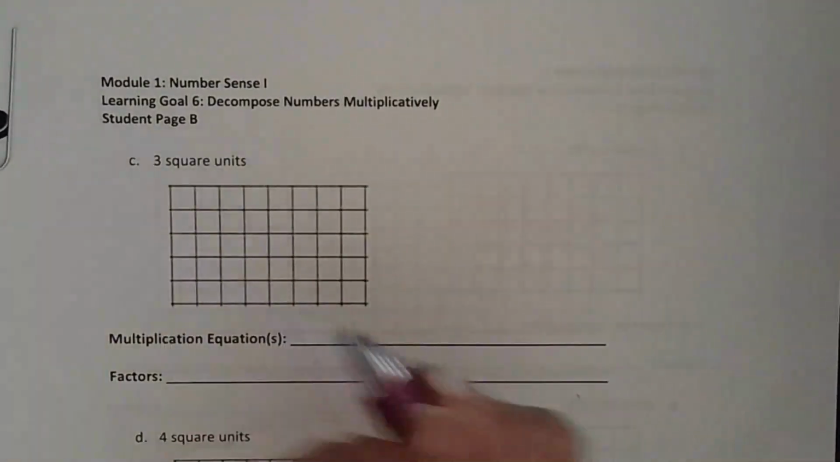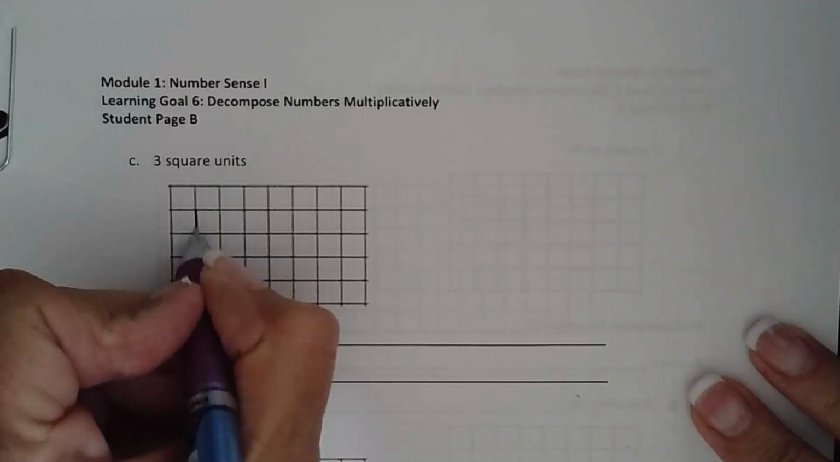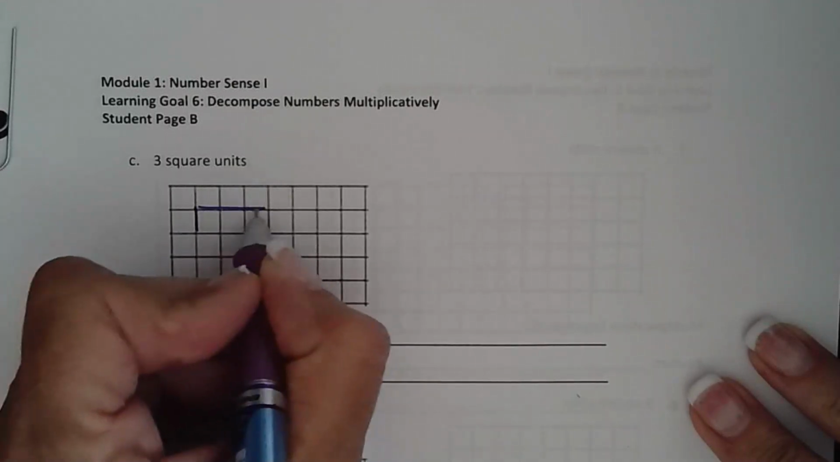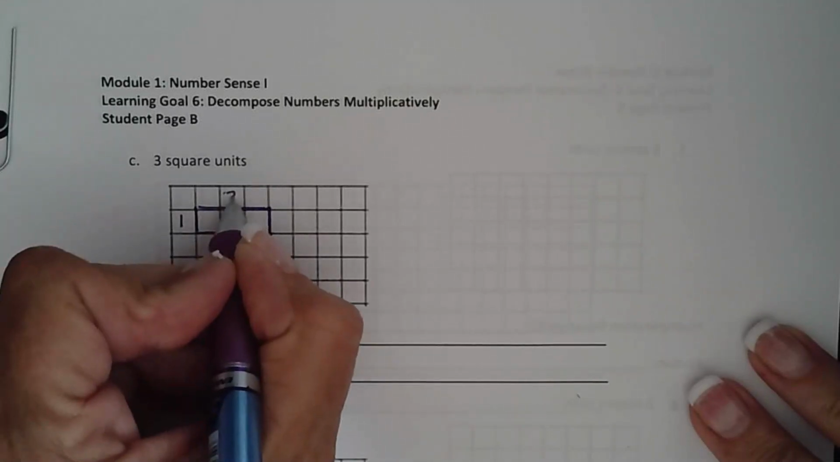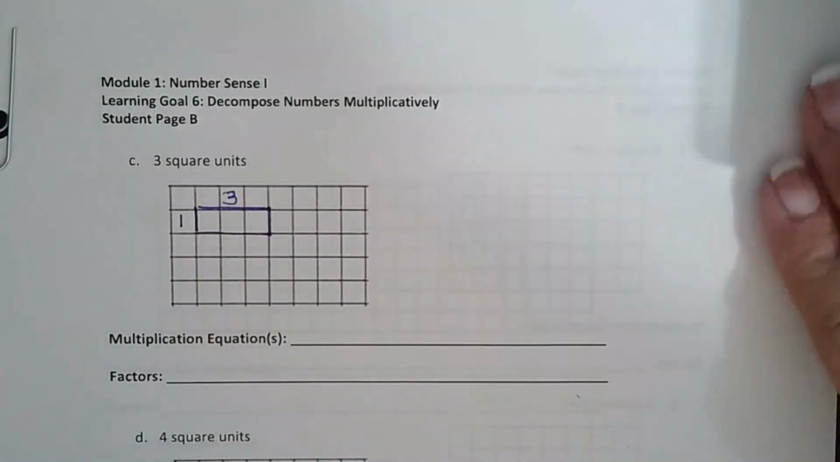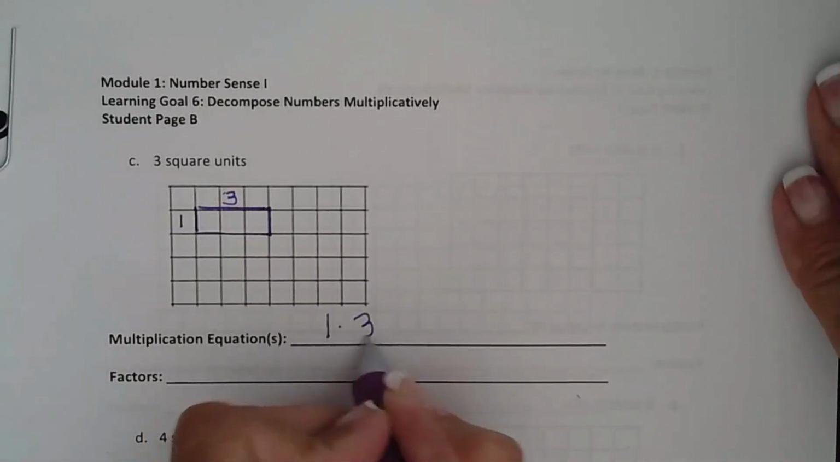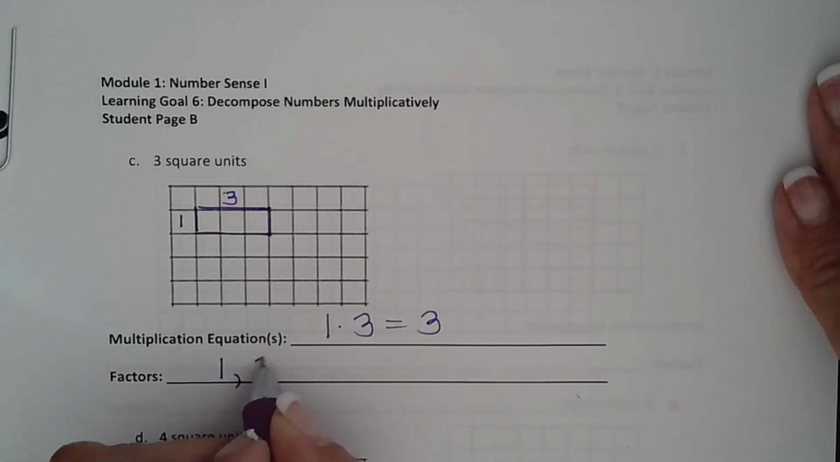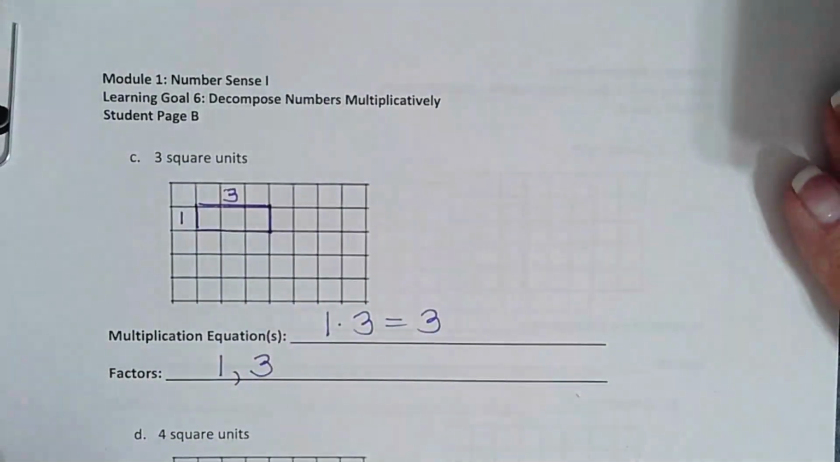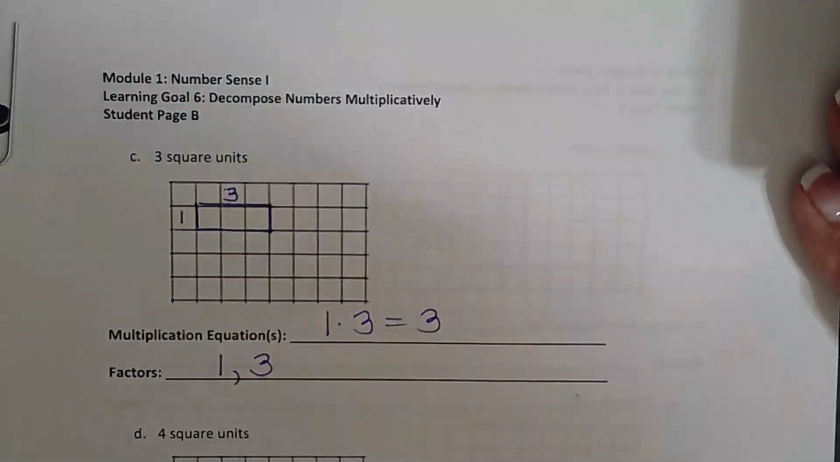So 3, the only way to get 3 is 1 times 3. Nothing else goes into 3 besides 1 and 3, so we have 1 times 3 equals 3. So that means the only factors, the only numbers that go into 3 evenly are 1 and 3.